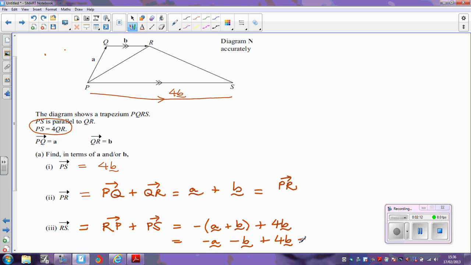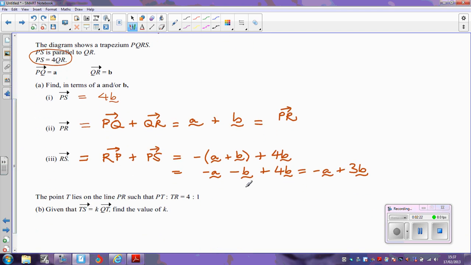So I'm going to do minus A, minus B, just removing the brackets there, plus 4B. In other words, minus A. And if I do minus B plus 4B, well, that's plus 3B. And I'm just going to write that again, because again, I think that's slightly easier if I know which vector it is I've just found. So RS, that's the vector I've just found, is equal to, and I'm going to write it the other way round, as 3B minus A. It's just a bit tidier.